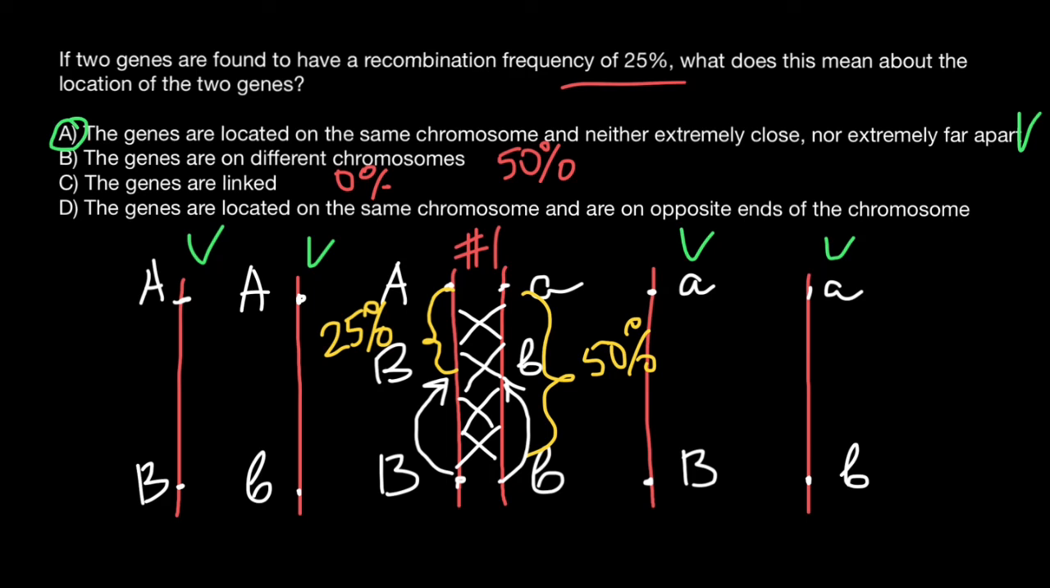And the last variant, D, the genes are located on the same chromosome and are on the opposite ends of the chromosome. As I said earlier, in this case we are going to get 50% recombination frequency, or very close to 50%, and it would be very hard to say whether these two genes are on the same chromosome on the very tips or on different chromosomes, because 50% is the maximum recombination frequency which can be between two genes on the same chromosome.